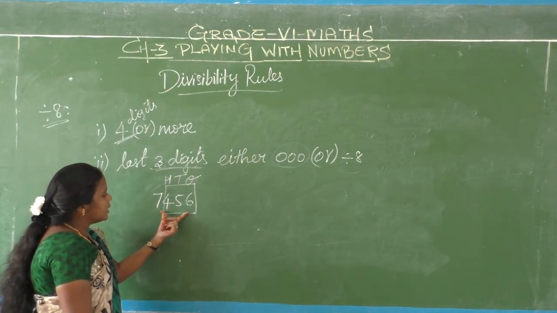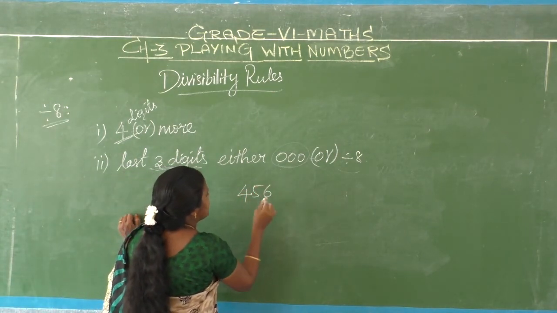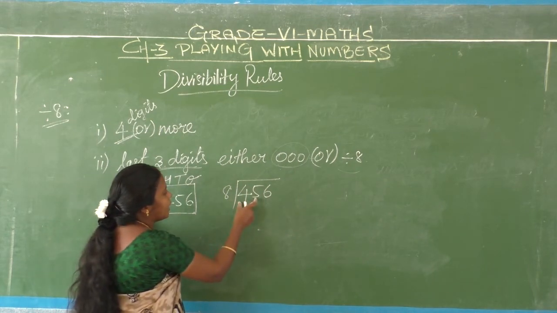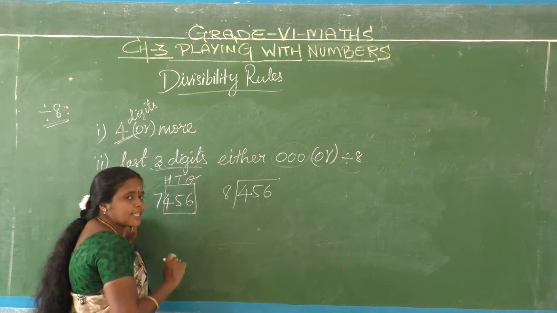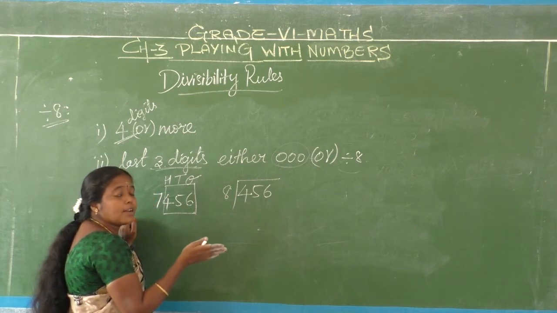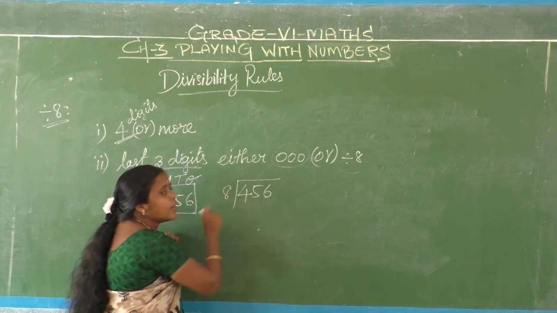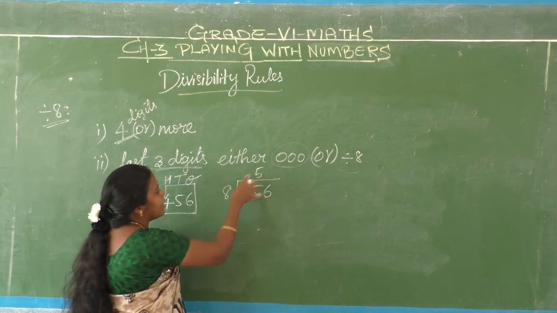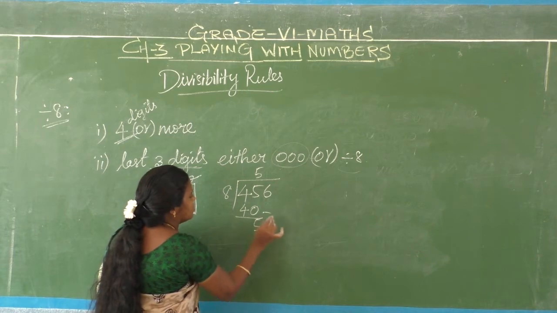That means here in this number I have 456. Take that. Is 456 divisible by 8 or not? We have to check. In 45, how many 8s are there? 1 8 is 8, 2 8s are 16, 3 8s are 24, 4 8s are 32, 5 8s are 40, 6 8s are 48. But we have here 45. So how many times possible? 5 times only. 5 8s are 40. Remainder 5 comes. Bring it.